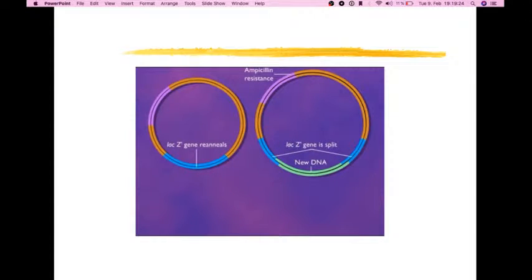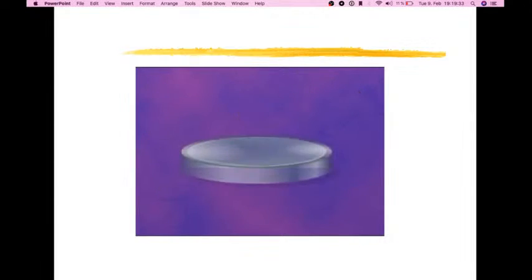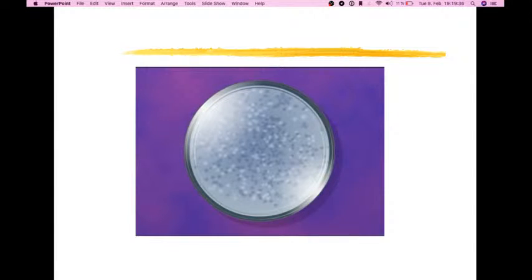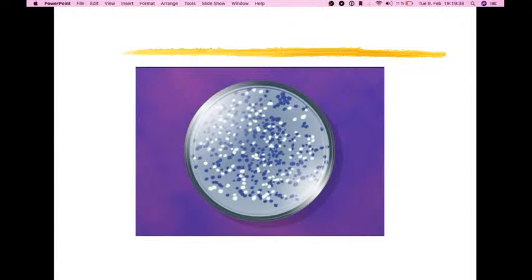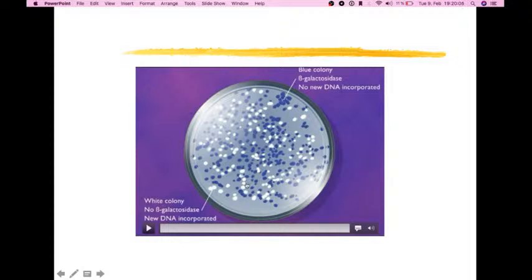A common second marker is the lacZ gene, which codes for the enzyme beta-galactosidase. Beta-galactosidase can cleave a colorless chemical called X-gal to form a blue compound. Therefore, colonies of cells that harbor the intact vector but no new recombinant DNA can make beta-galactosidase and form a blue color in the presence of X-gal. However, colonies that contain new recombinant DNA cannot make beta-galactosidase and are white. So that's how it works.